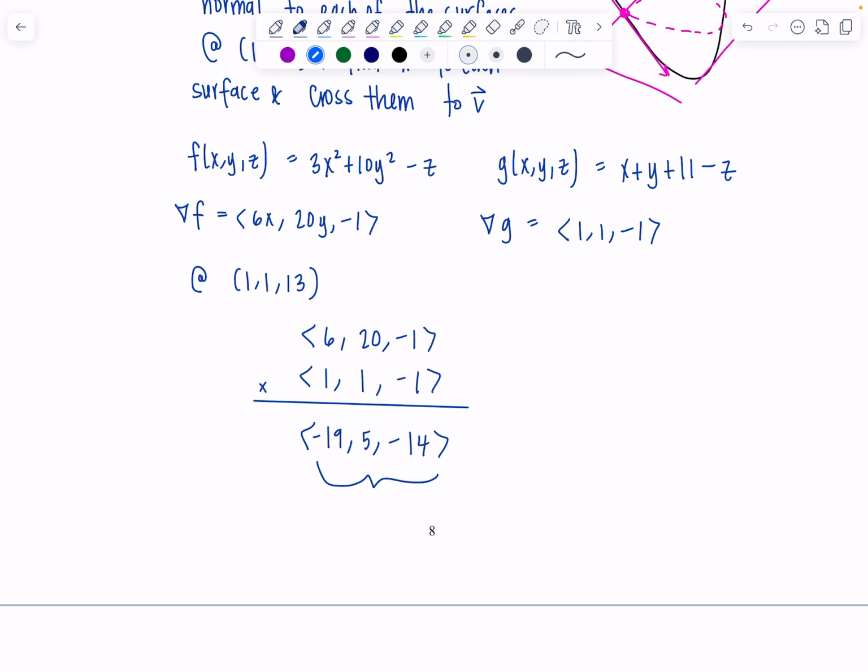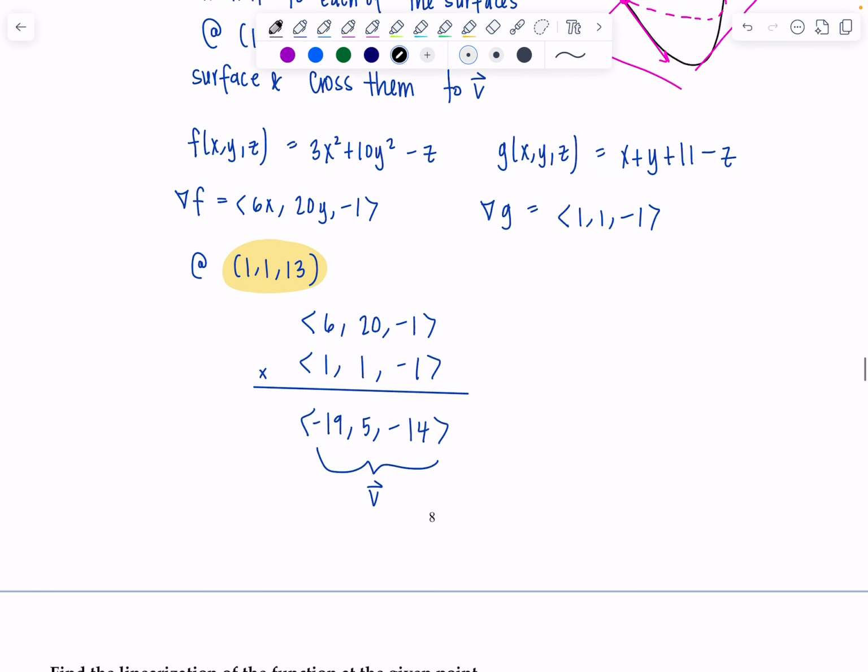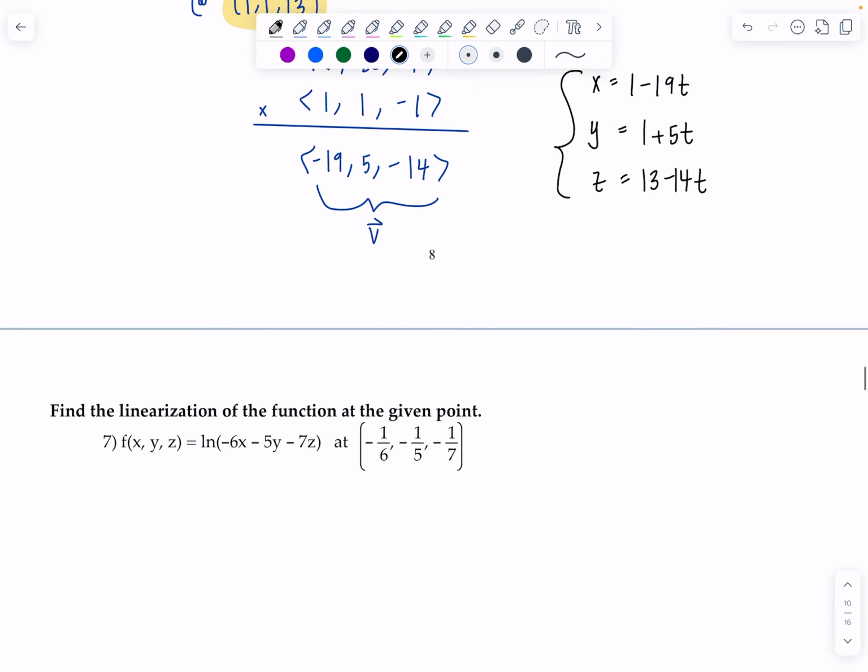Okay, so basically there's the direction vector for our line. And then I'm going to use this point that was given, 1, 1, 13. And how did they want the equations? Parametric. Hallelujah. So x equals 1 minus 19t, y equals 1 plus 5t, and z equals 13 minus 14t. And we're done. I like to put that little bracket. They go together. Okay, perfect.